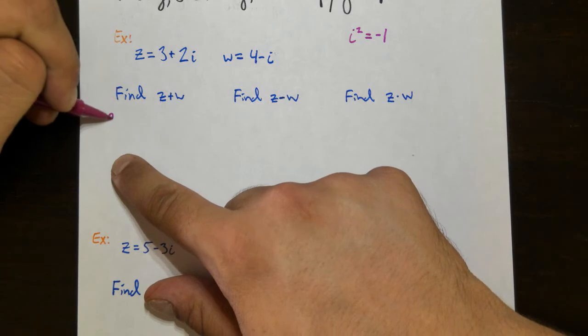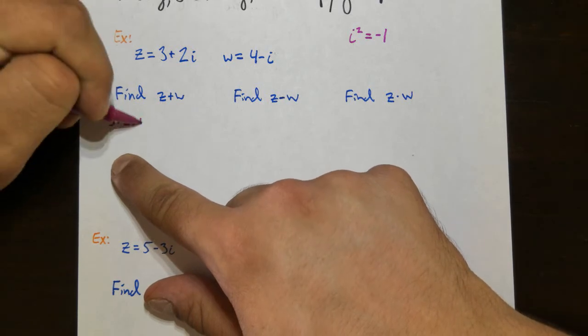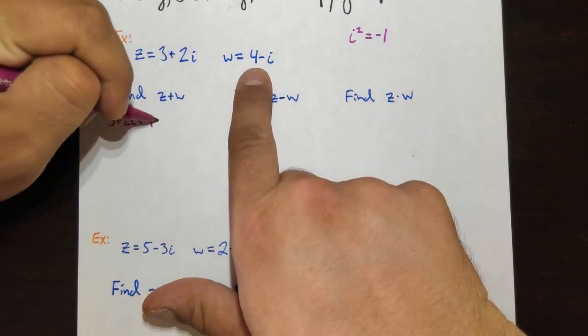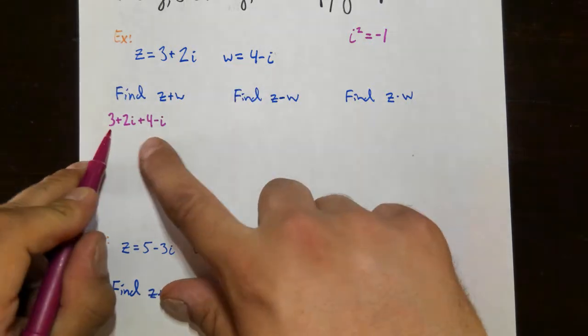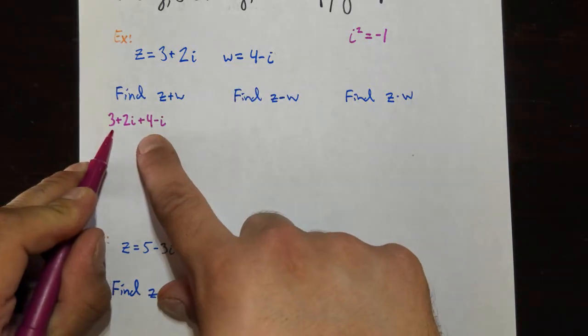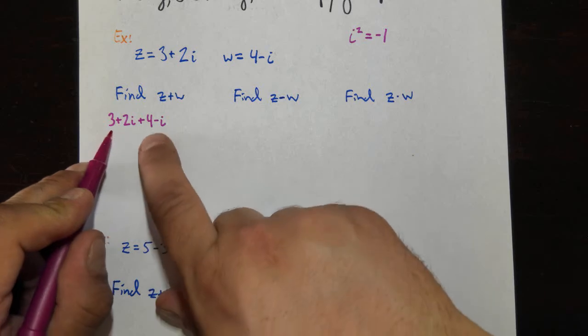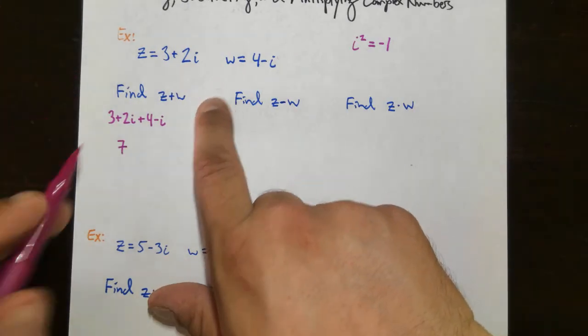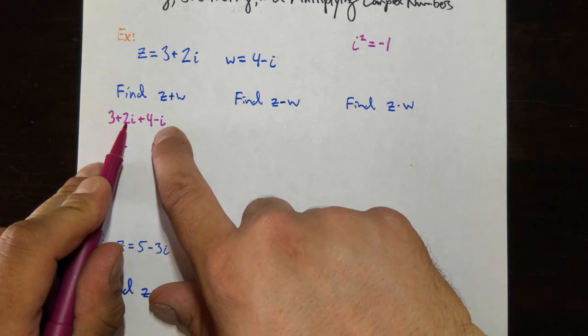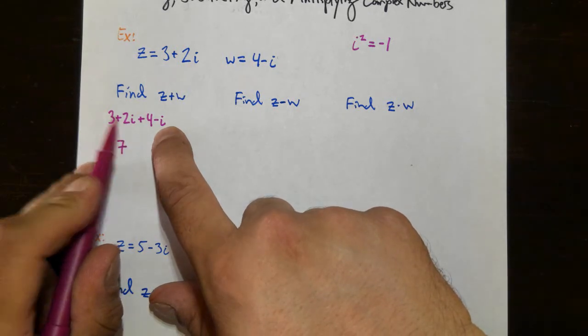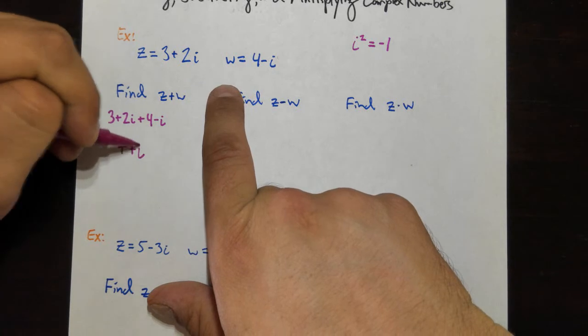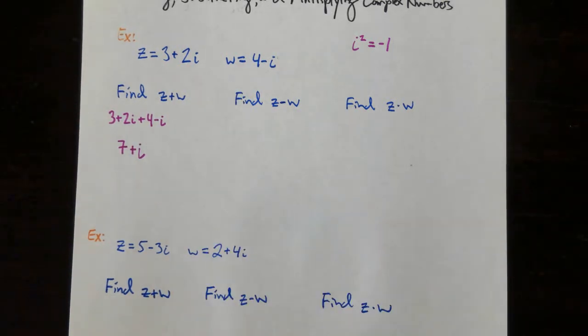So we have 3 plus 2i plus 4 minus i. And like terms, well, the real numbers are like terms, and the imaginary numbers are like terms. So 3 plus 4 is 7. 2i minus i is 1i, because the i's are like terms as well. So the sum is just 7 plus i.